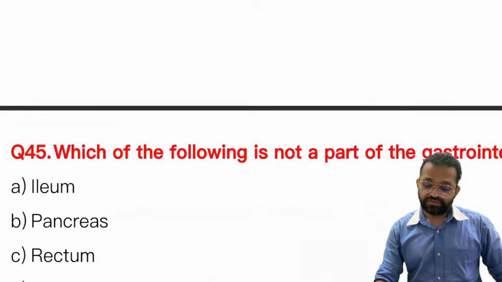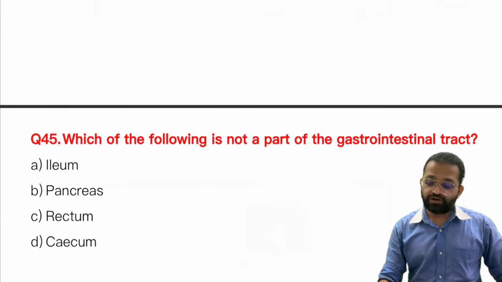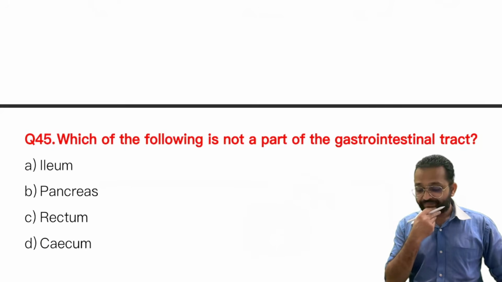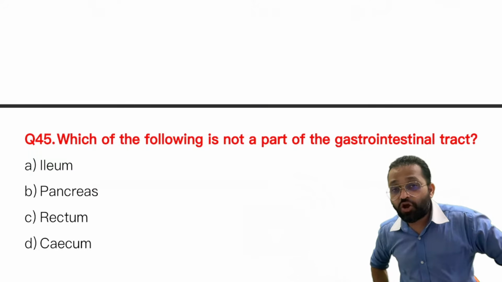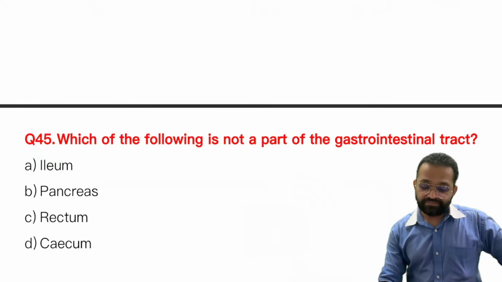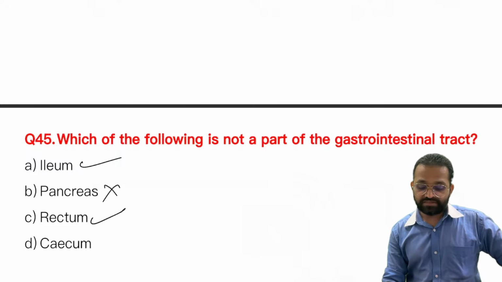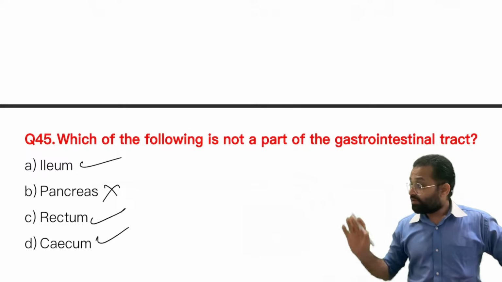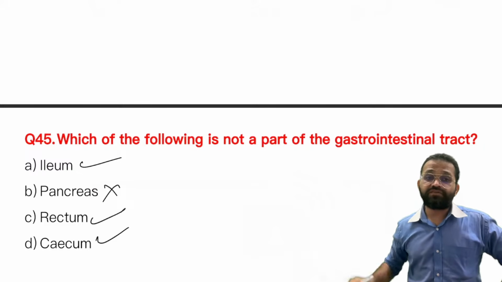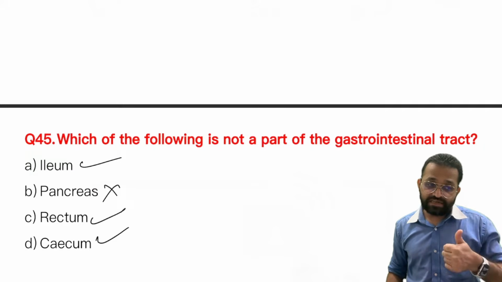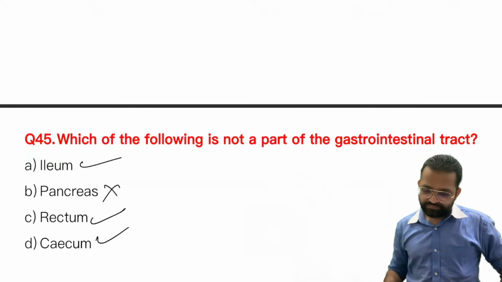Next, which of the following is not a part of the gastrointestinal tract? Which of the following is not a part of the GIT? Ileum, yes, it is a tract. Pancreas, no, sir, it is a gland. Rectum, yes, it is a tract. Cecum, it is also part of the tract. But the pancreas is not part of the GIT. It is a gland. I think easy.